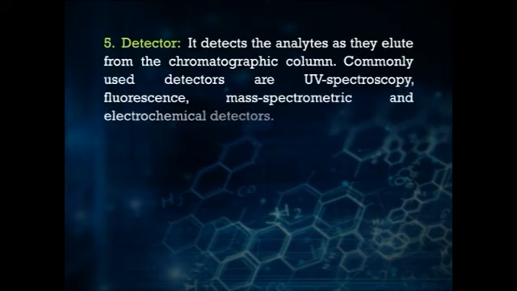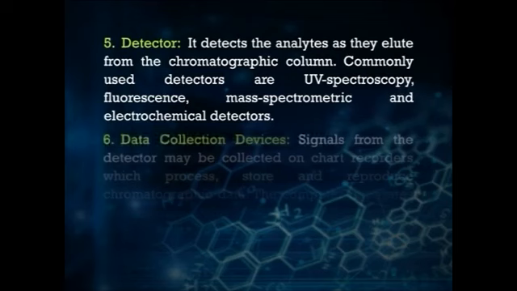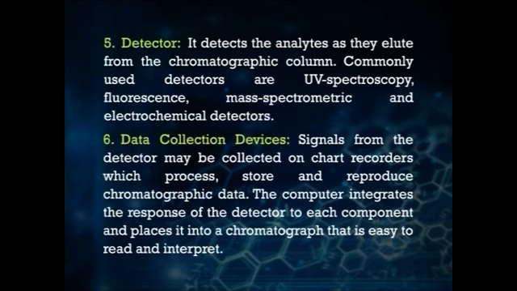Fifth one is detector. It detects the analytes as they elute from the chromatographic column. Commonly used detectors are UV spectroscopy, fluorescence, mass spectrometric and electrochemical detectors. Sixth is the data collection devices. Signals from the detector may be collected on chart recorders which process, store and reproduce chromatographic data. The computer integrates the response of the detector to each component and places it into the chromatograph that is easy to read and interpret. Now coming to applications.